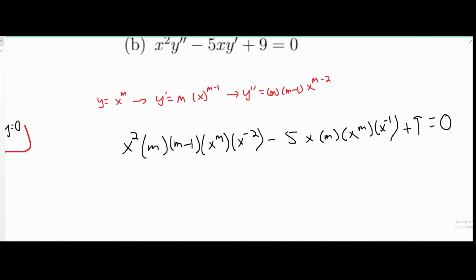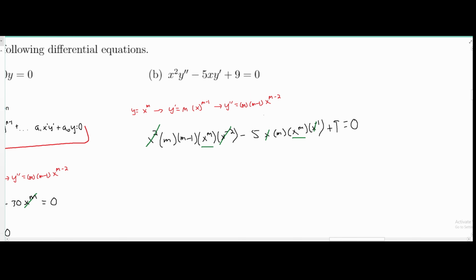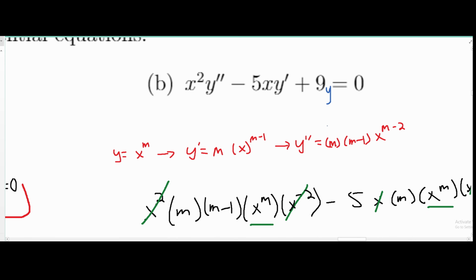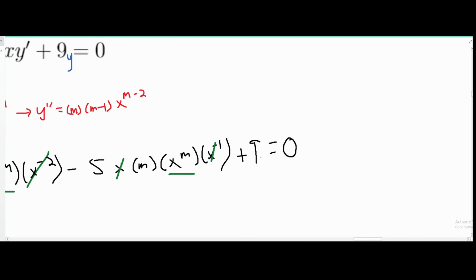And then after doing that, we can cross these out. We can do the same with this x. So this is actually written incorrectly. There should be a y here, because having just a constant is actually not allowed. We are going to also have a y right here.